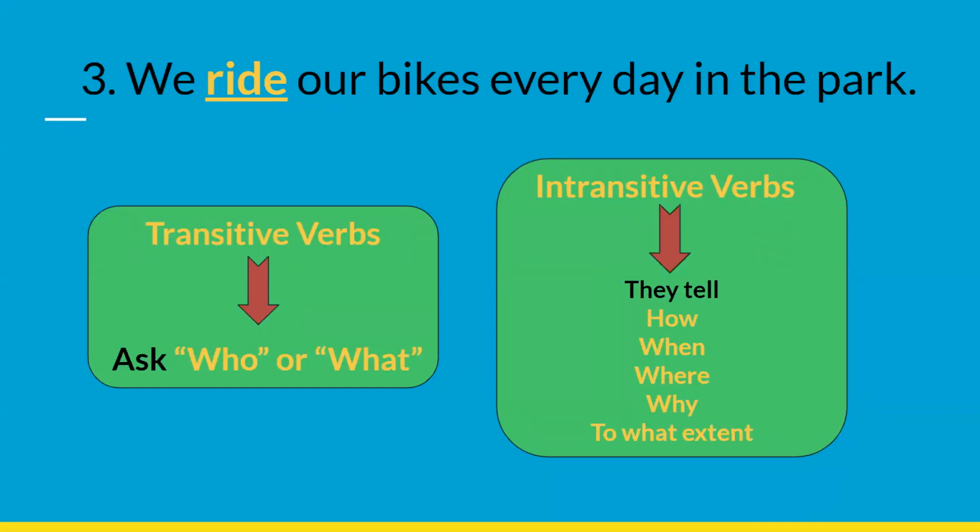Third sentence. We ride our bikes every day in the park. Questions. Ride what? Our bikes. There's a direct object. We have another transitive verb.